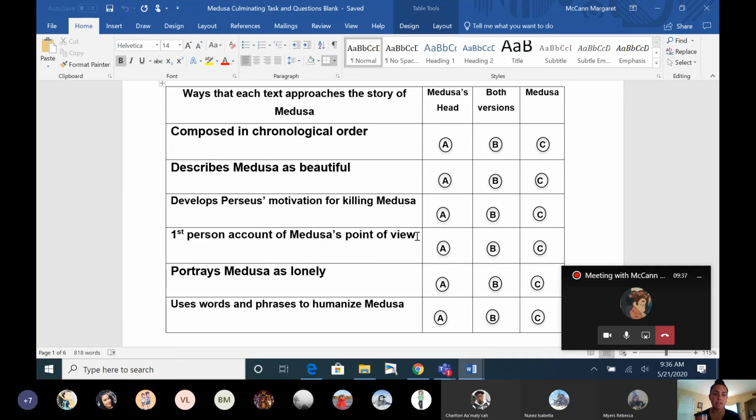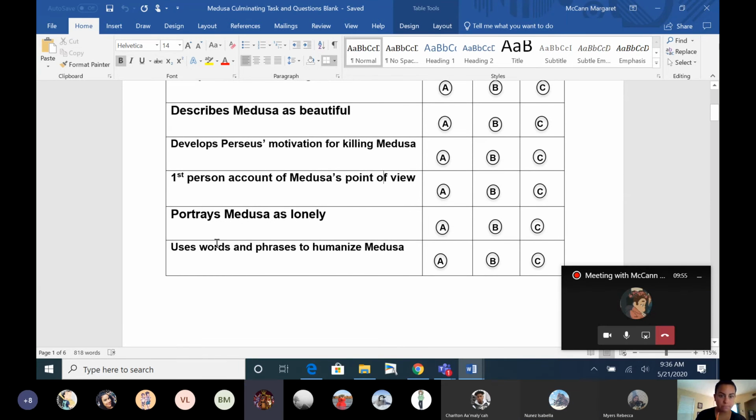Very good. If Medusa is using those pronouns talking about herself, then that's first person point of view. So did they do that in the poem? Did they do that in the story? Or both? I know why Perseus killed Medusa too.